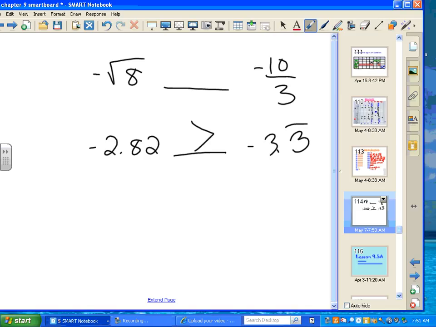Yeah. And I figured when they throw negatives in, it gets confusing sometimes, but it's always the opposite, as you know.